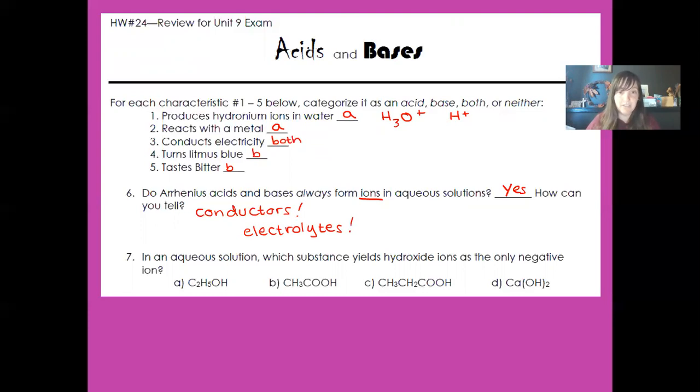Seven, in an aqueous solution, which substance yields hydroxide ions as the only negative ion? Hydroxide ion, which is on table E, your reference table, selected polyatomic ions, that indicates a basic substance. So I'm looking for which one of these is a base. These all have an OH at the end, though. How confusing. Are they all bases? No, only one of them is a base. So why is only one of them a base? Well, one of them is on your reference table.